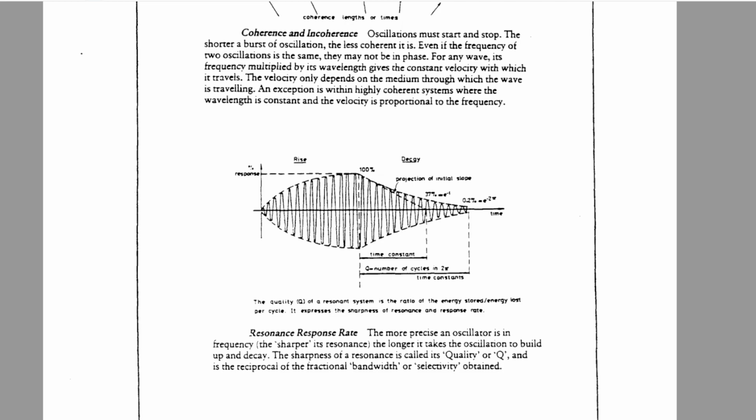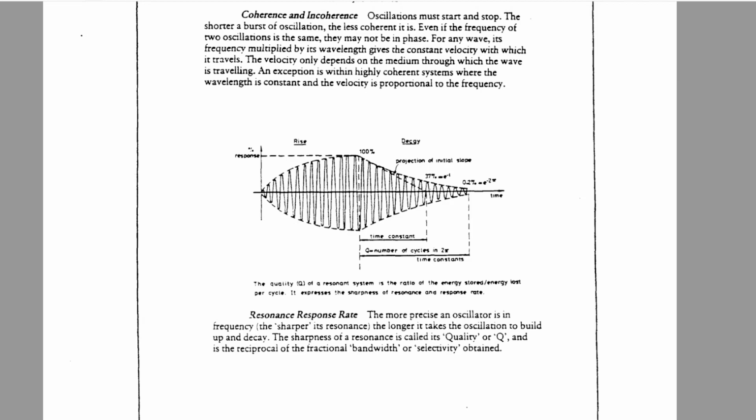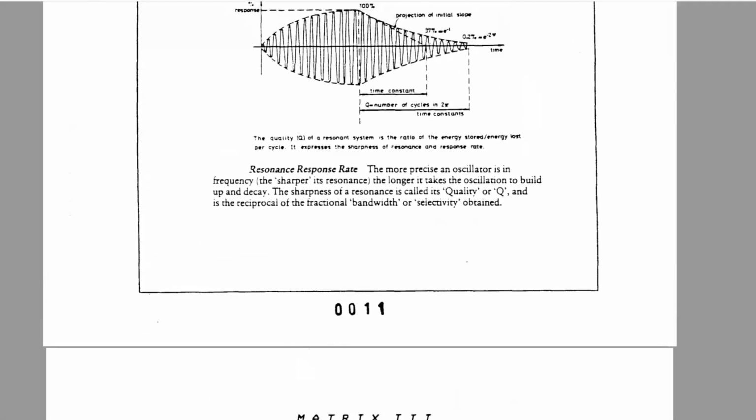The quality of a resonant system is a ratio of the energy stored to the energy lost per cycle. It expresses the sharpness of resonance and response rate. The more precise an oscillator is in frequency, the sharper its resonance. The longer it takes the oscillation to build up and decay, the sharper the resonance. The sharpness of a resonance is called the quality, or Q. Yep, it's called Q, and is the reciprocal of fractional bandwidth or selectivity.